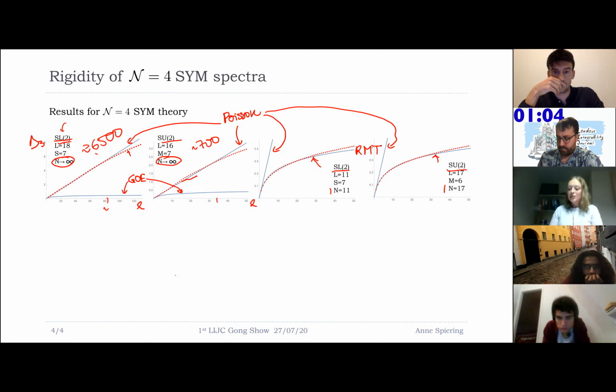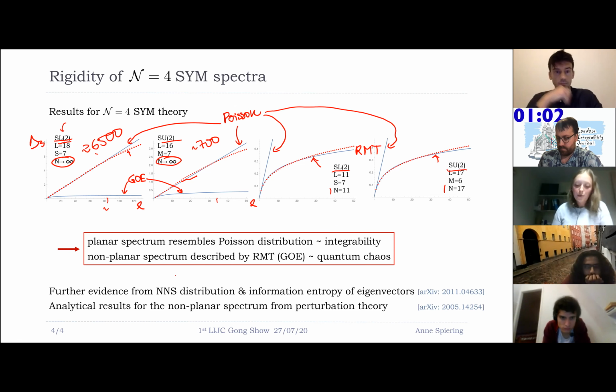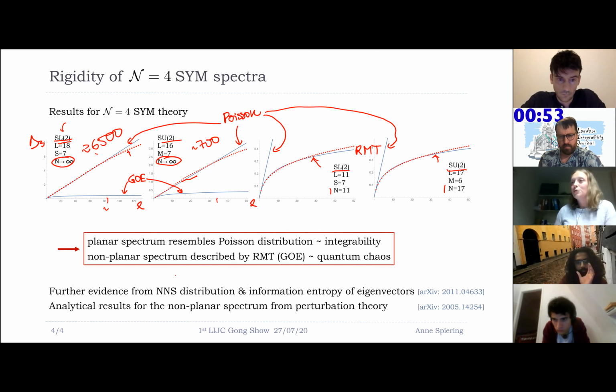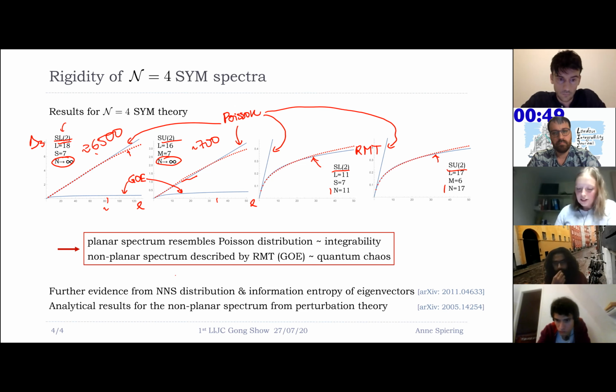And yeah, so this is kind of the conclusion. So we can see from the spectral rigidity that the planar spectrum resembles this Poisson distribution. So this is the sign for integrability. This is how integrability is manifest in the rigidity of the spectrum. And then at the non-planar level, we see that the rigidity of the spectrum is described by random matrix theory. And so this is a signature for quantum chaos.